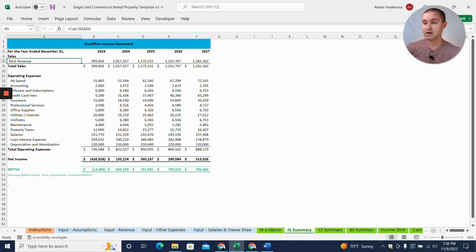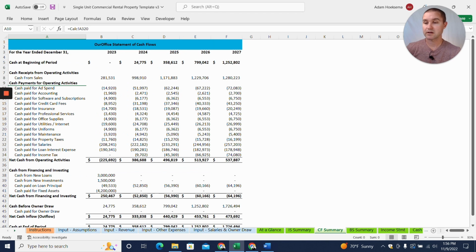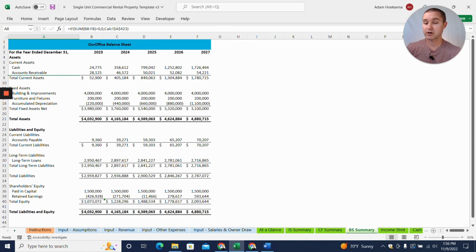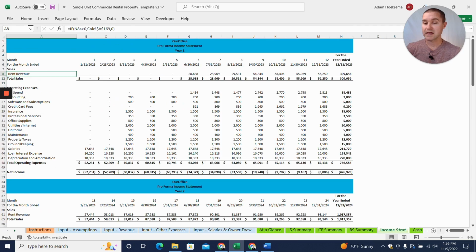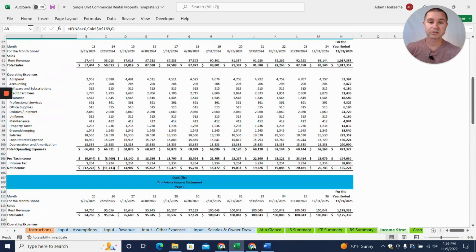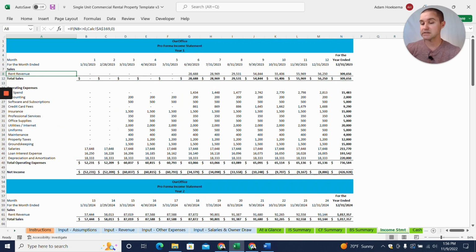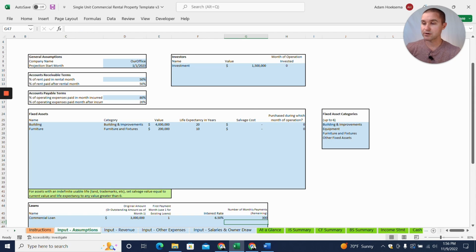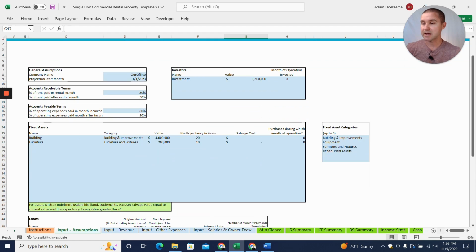You'll also get our 5-year income statement summary, 5-year cash flow summary, 5-year balance sheet summary, and then an income statement, cash flow, and balance sheet all broken down by month for each of the 5 years. So you'll get that monthly level detail as well. But in order to get all this output, we have a little bit of work to do. So I'm going to bring you back to the Input Assumptions tab here.